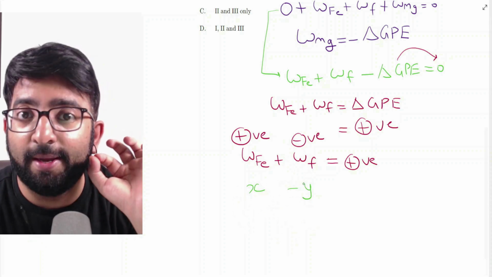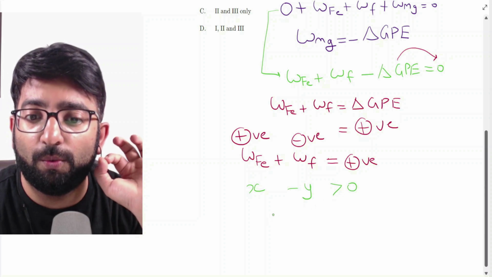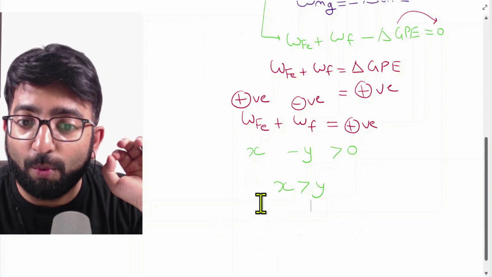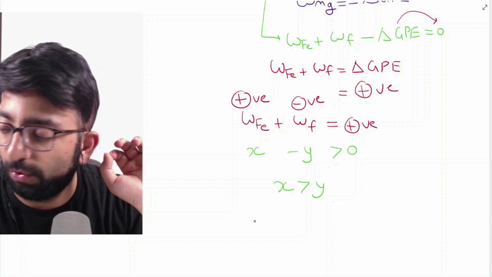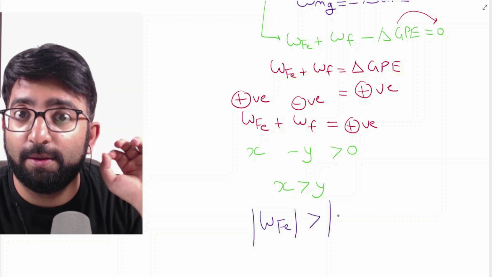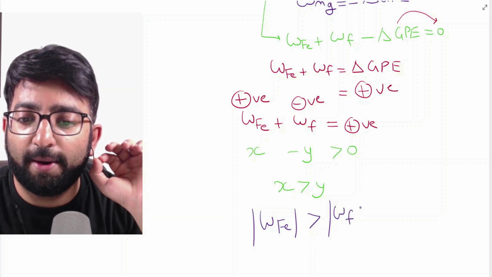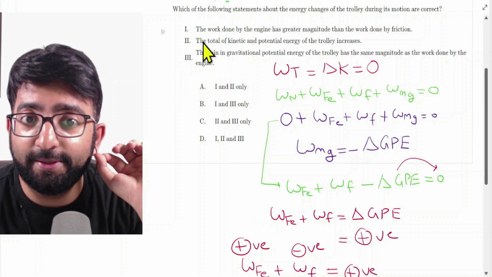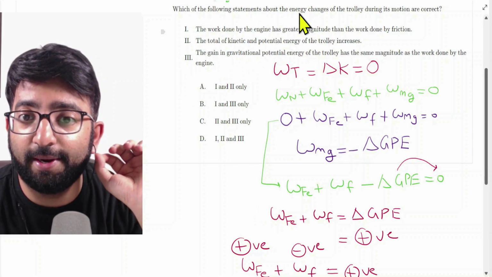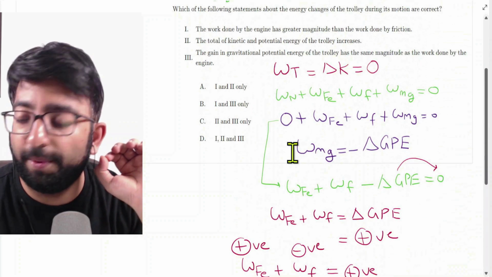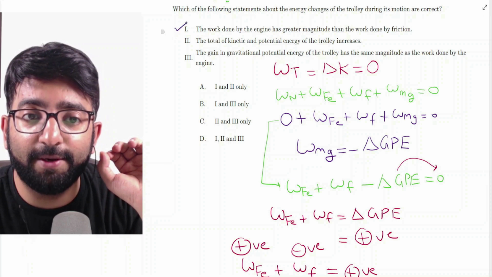So x minus y needs to be a positive quantity, which means we can write x is greater than y. And what was x? X was the magnitude of the work done by the engine force, that will be greater than the magnitude of work done by the friction. And if you go back to statement one, this is exactly what it says. Work done by the engine has a greater magnitude than the work done by friction, which we have proved, which means statement number one is definitely correct.